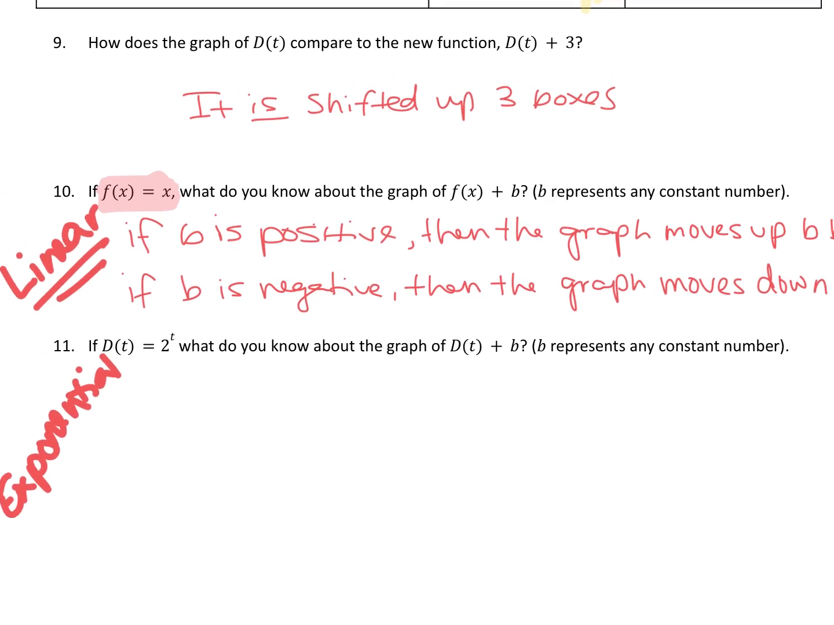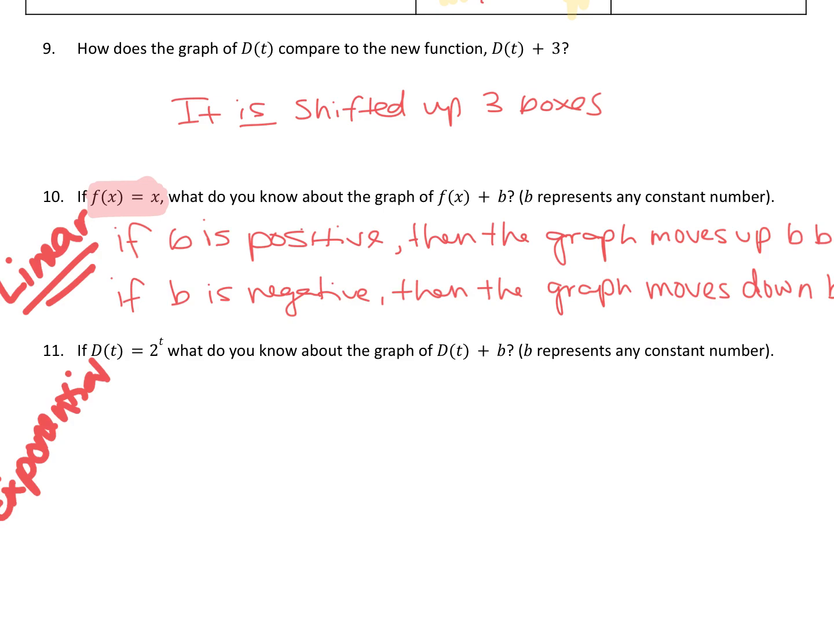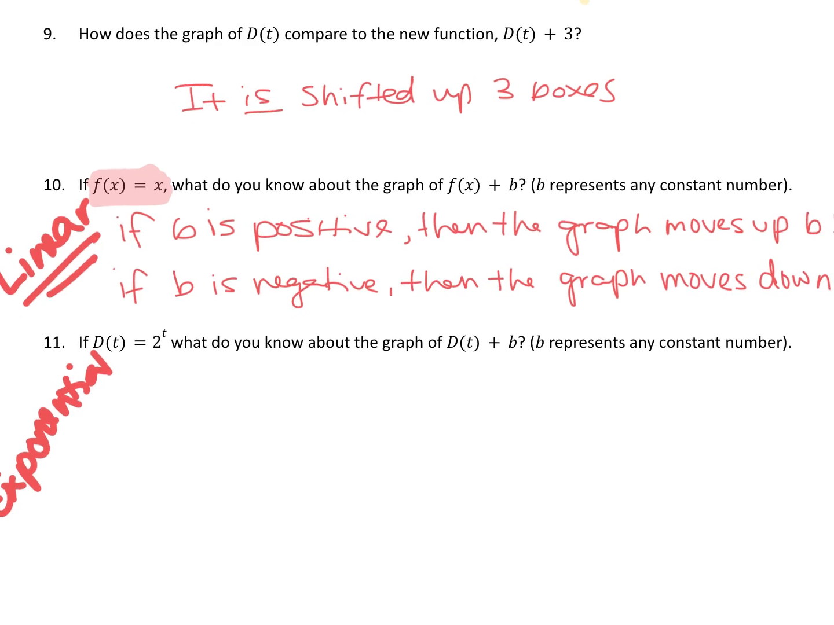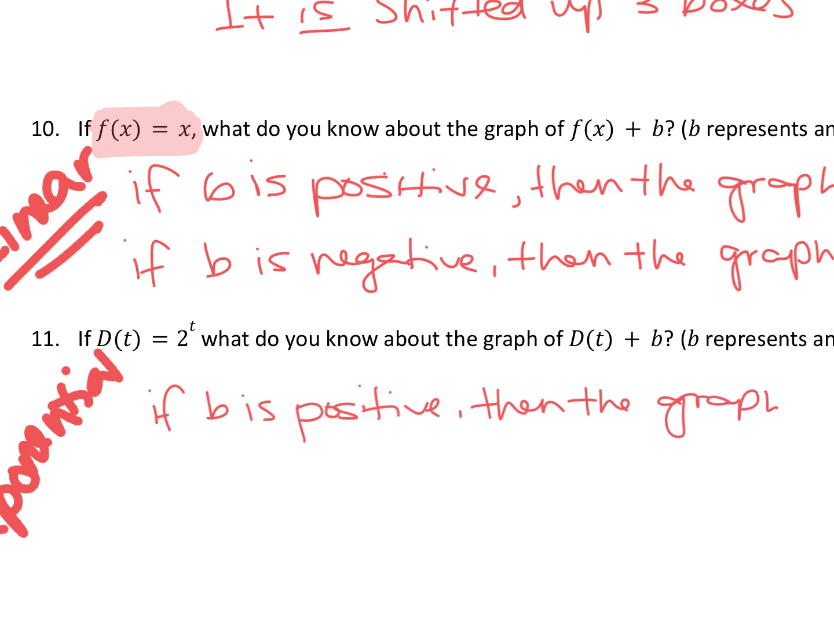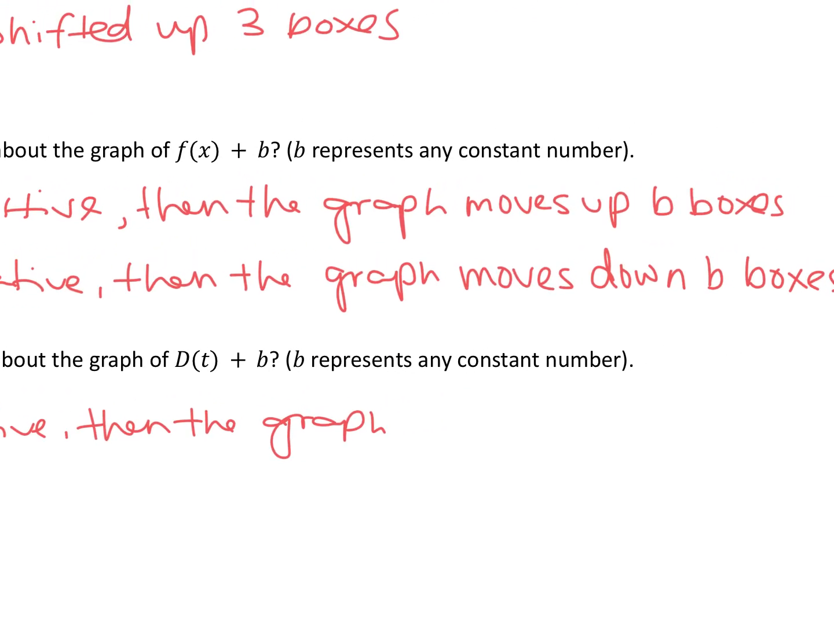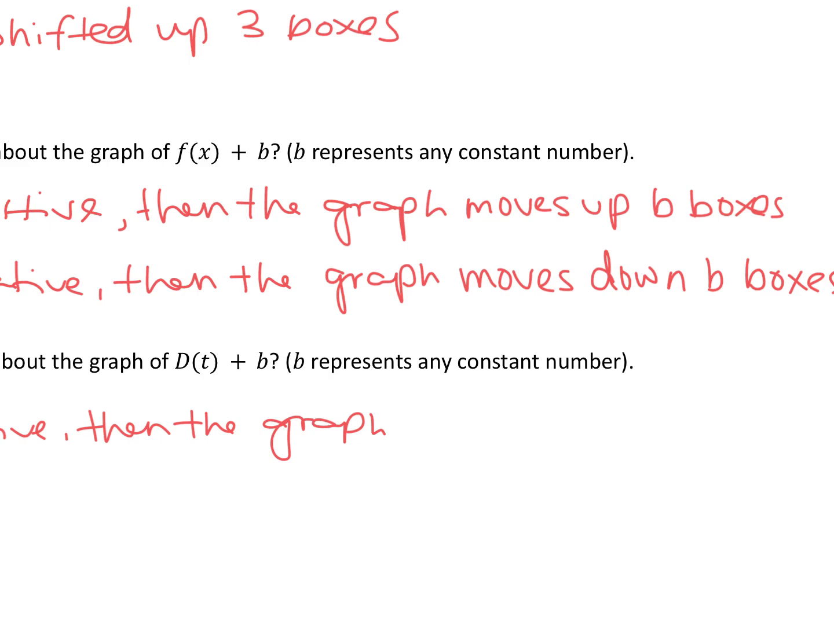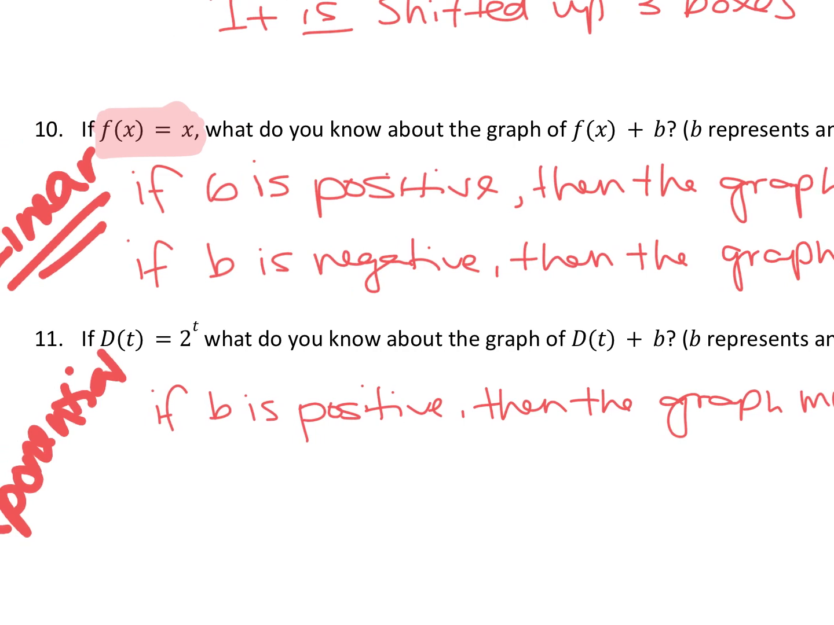So I think that it's pretty much the same rule as for linear. So let's write: if b is positive, then the graph moves up b boxes, like that amount of boxes. Graph moves up b boxes. And fill in b with whatever number, at least as long as it's positive.